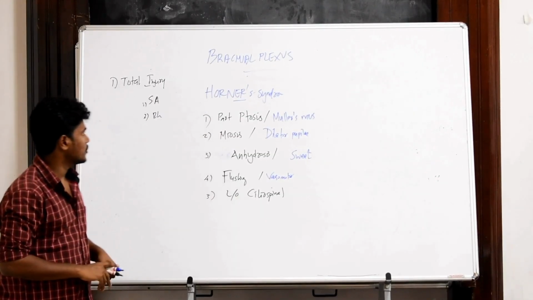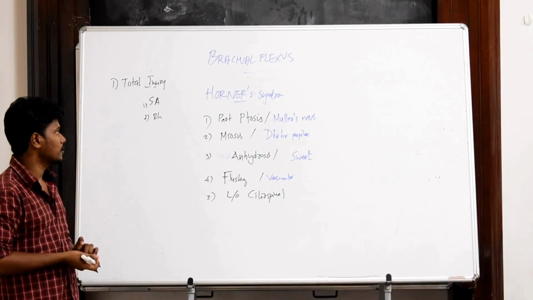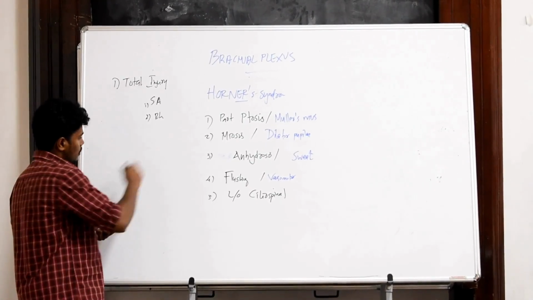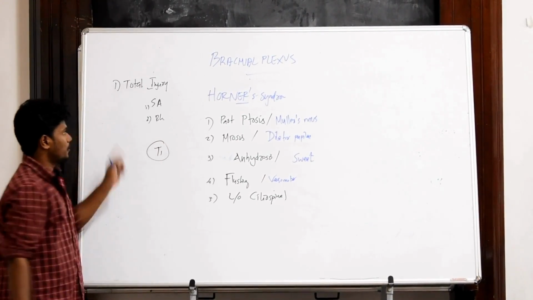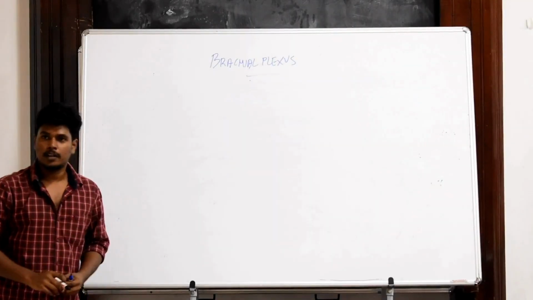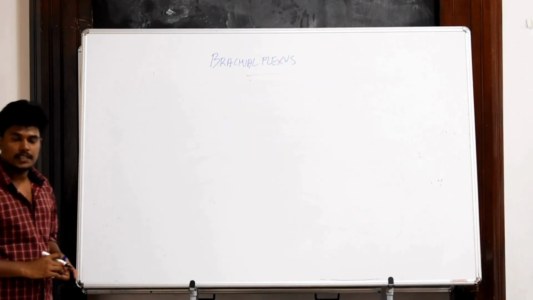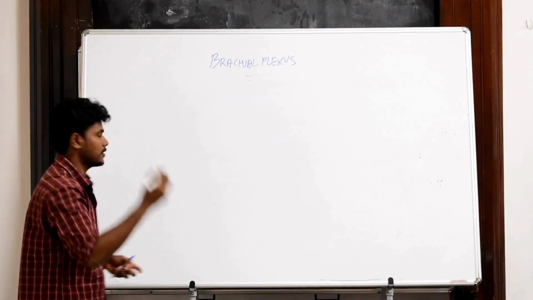These 5 features are actually seen in Horner syndrome, which is caused by damage of the T1 ventral rami or spinal of the brachial plexus. Now we will look at what happens if there is injury to the upper trunk of the brachial plexus.